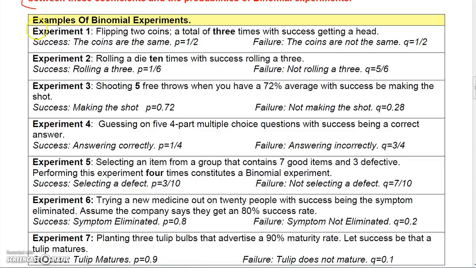All right, so experiment 1. Let's say flipping two coins, and we're going to do it 3 times, and we're going to say success is the coins being the same. Right now I'm not solving a problem, I'm just giving you the values for p and q. So with the coins being the same, there are 2 out of 4 ways they can be the same, so that probability would be 1/2. And then 1 minus 1/2 would be the probability of the coins not being the same, because those are the only two things that can happen if I break it down like that.